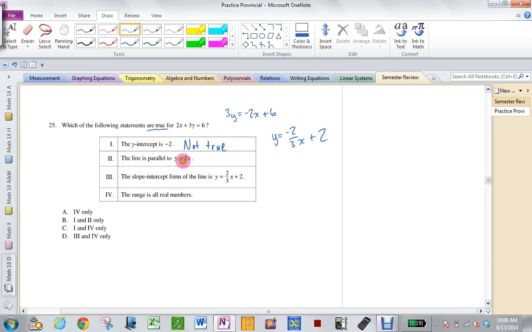The line is parallel to 2x. No, that's not true, because 2 is the slope, and that's our slope. So that's not true. The slope-intercept for that is 2/3 positive? No, it's 2/3 negative. So that's not true. The range is all real numbers.